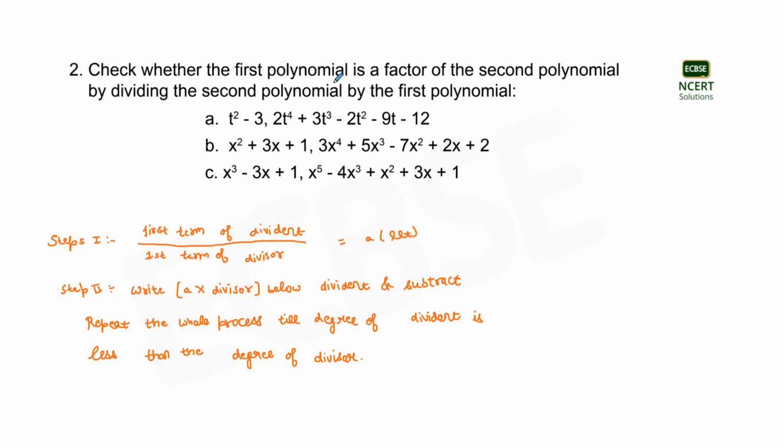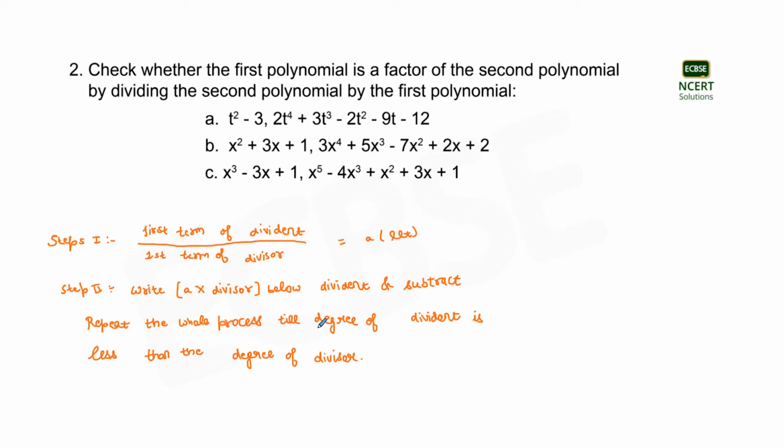Now, what the long division method says is that in the first step, we have to divide the first term of the dividend by the first term of the divisor. On dividing the first term of the dividend by the first term of the divisor, let us say that we obtain a term denoted by A. Now, in step 2, multiply A with the divisor, write it below the dividend and then subtract.